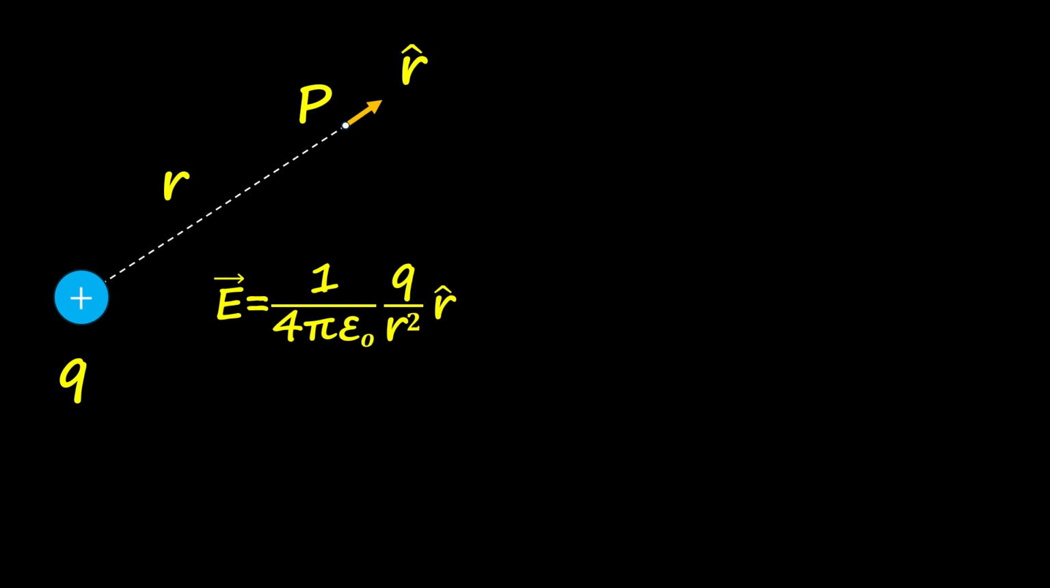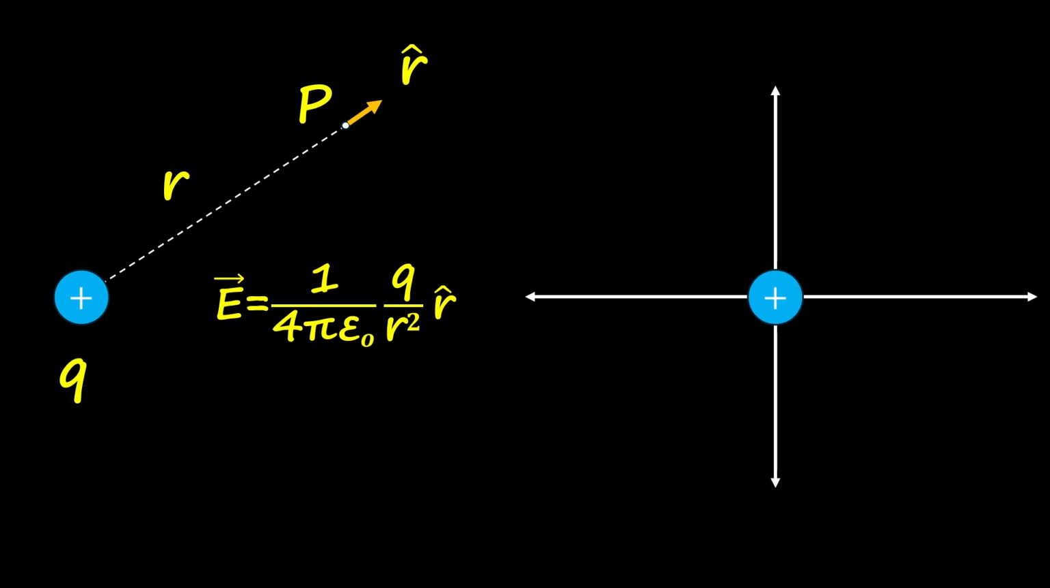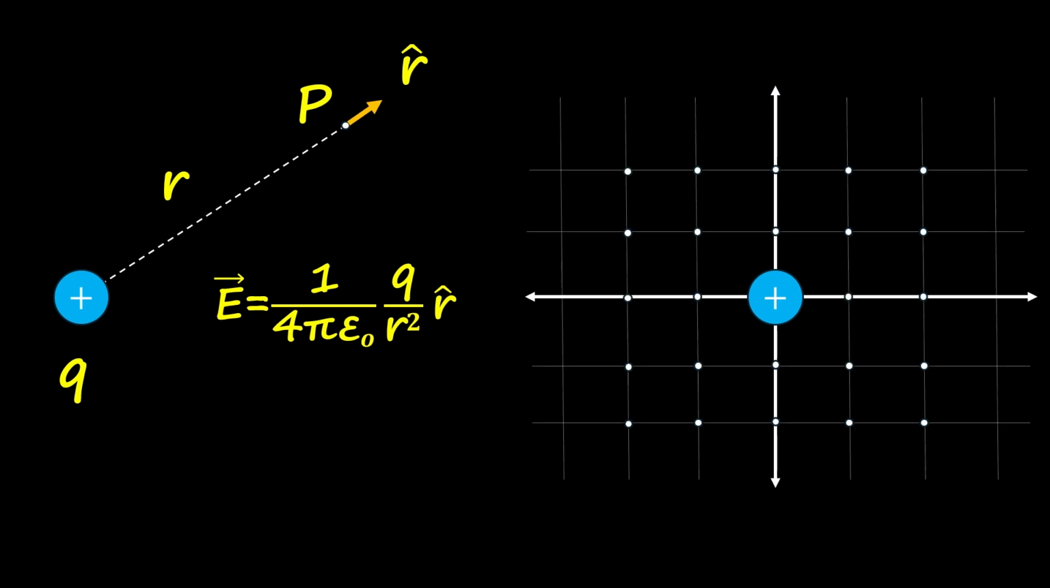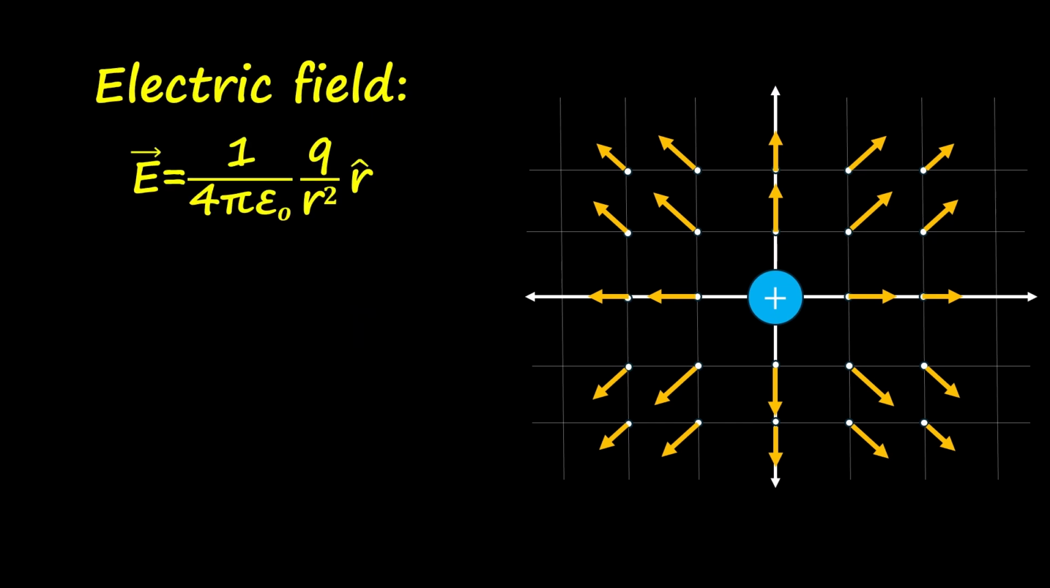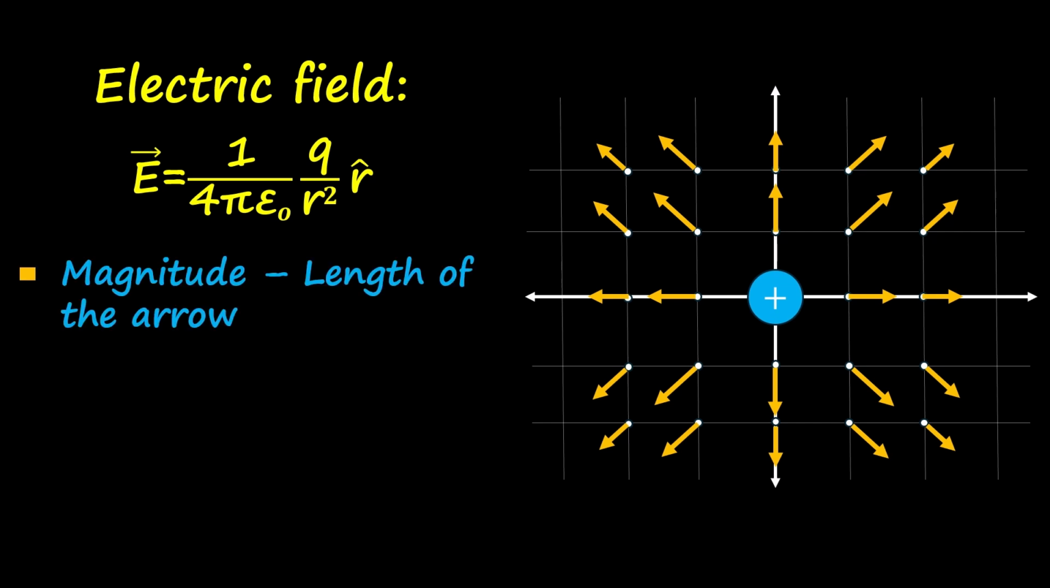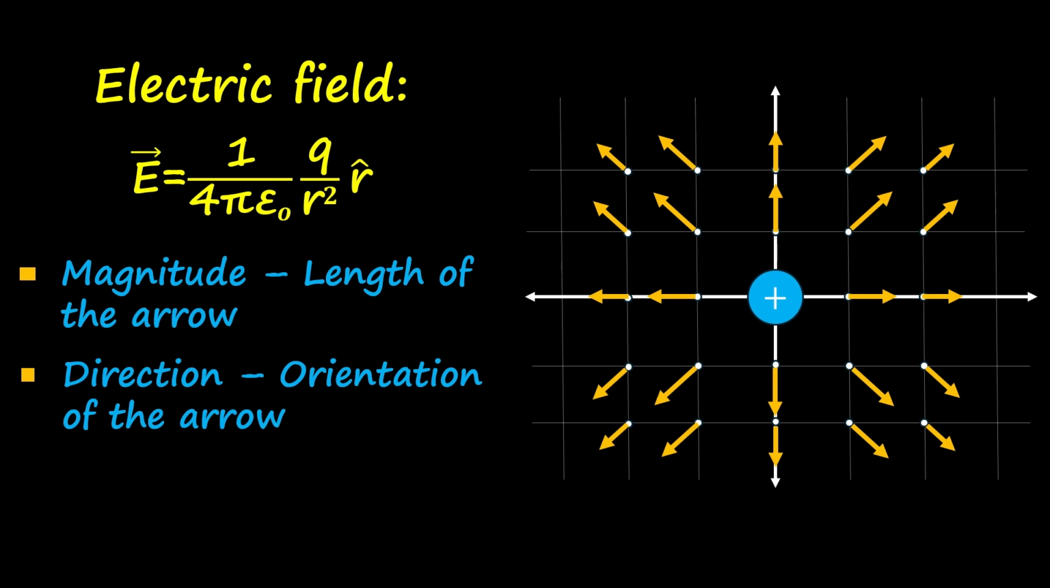Suppose I place this point charge at the origin of an xy plane, and we divide the xy plane into different grid points. Then using this formula, we can plot the electric field vectors. While drawing these electric field vectors, the magnitude of the electric field is proportional to the length of the arrow, and the direction of the electric field is represented by the orientation of the arrow.